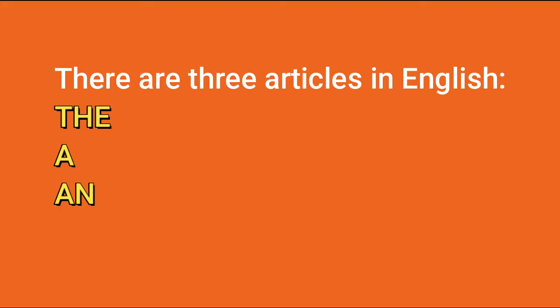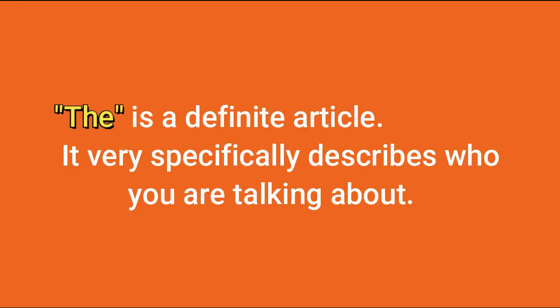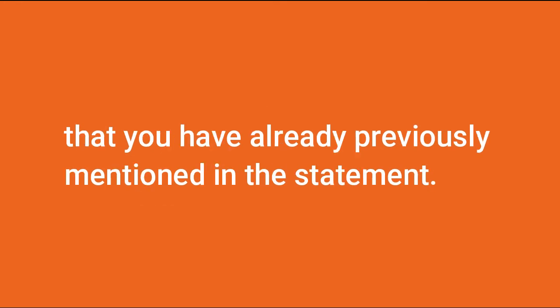Now let's talk about articles. There are three articles in English: the, a, and an. The is a definite article. It very specifically describes who you are talking about, that you have already previously mentioned in the statement. The girl, the boy, the dog.